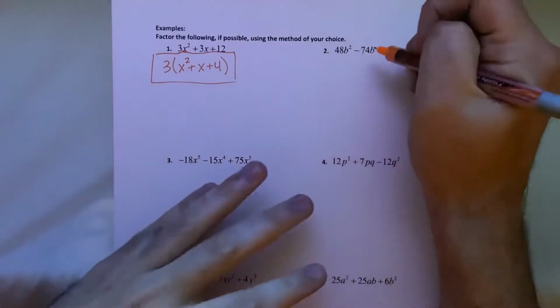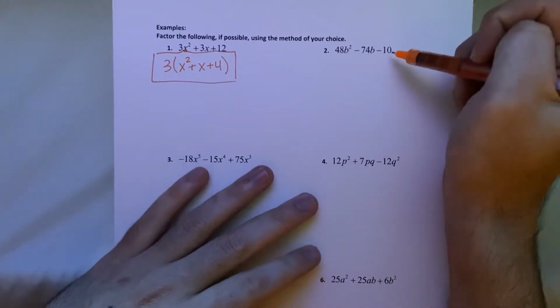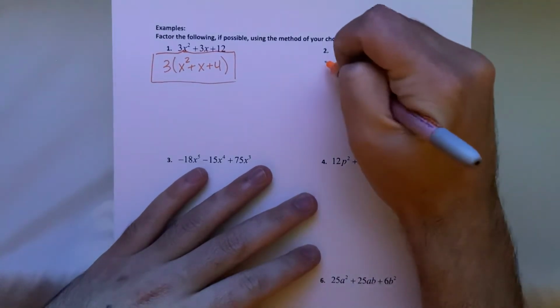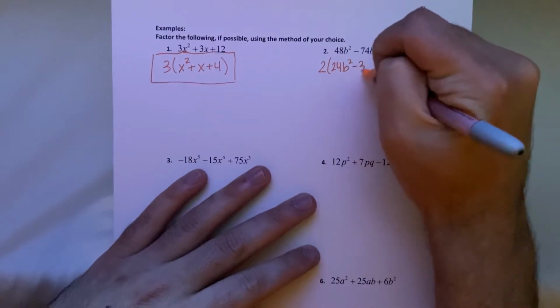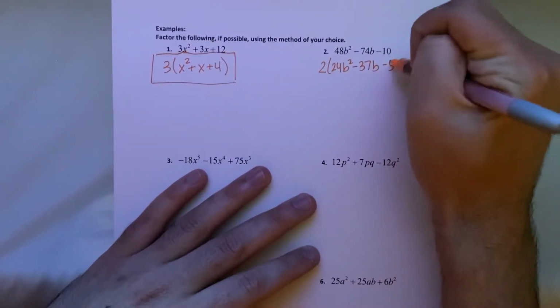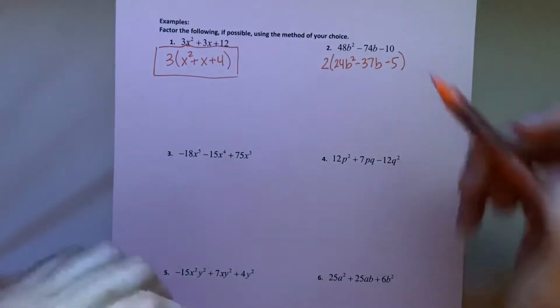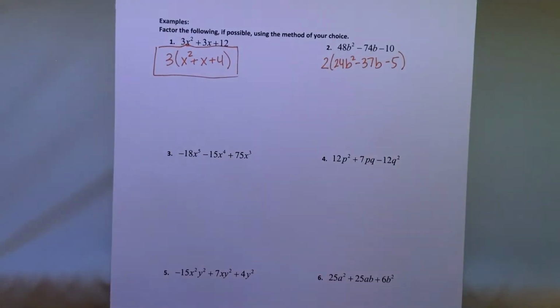So let's move on to number 2. What do 48, 74, and 10 share? They for sure share a 2, leaving 24b squared minus 37b minus 5. And 5 is prime, so unless these two both have 5s in it, that's as far as we can go.